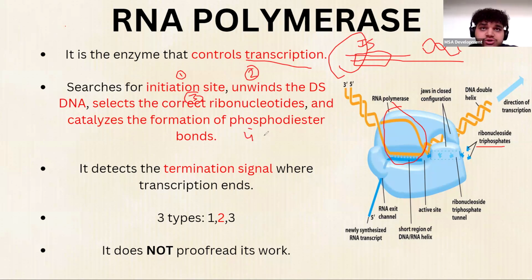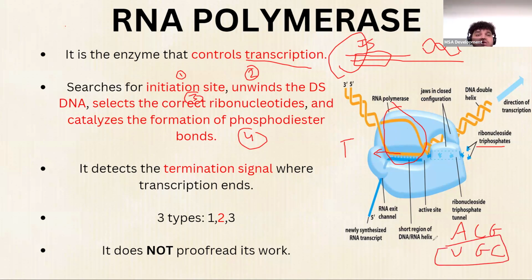Okay, step number 4. So step number 1, we have the initiation site. It will bind to it and it will start transcription. Number 2, it will unwind the DNA, the double-stranded DNA, making it a single strand. What is this strand right here called? The one that we use for making mRNA, the template strand. Okay. After that, it will select the ribonucleotide triphosphates or the ribonucleotides. It will select them based on the DNA. So let's say I have a DNA with the sequence ATG. It will bring nucleotides with the sequence UGC.